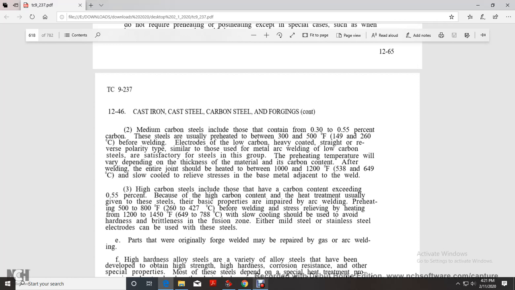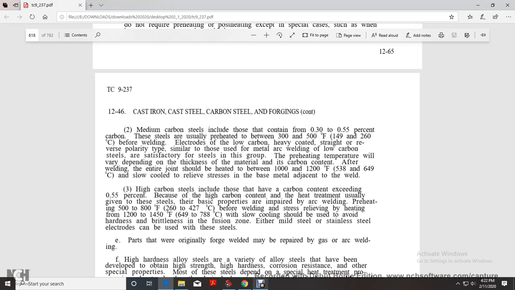Medium carbon steel includes those containing 0.30 to 0.55 percent carbon. These steels should be preheated to 300 to 500 degrees Fahrenheit before welding. A heavy coated low carbon electrode with reverse polarity, similar to those used in metal arc welding of low carbon steel, is satisfactory for this steel group. The preheating temperature will vary depending on the thickness of the material and the carbon content. After welding, the entire joint should be heated between 1000 and 1200 degrees Fahrenheit and slowly cooled to relieve stress in the base metal adjacent to the weld.